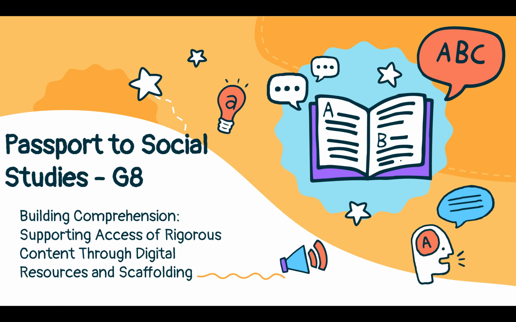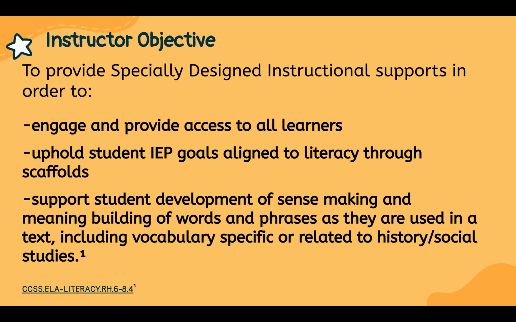This video is aligned to Unit 3 of the 8th grade curriculum in Passport to Social Studies. In this video, we'll be using SDIs such as scaffolds in order to engage and provide access to all learners, uphold student IEP goals aligned to literacy through scaffolding, and support student development of sense-making and meaning building of words and phrases as they are used in a text, including vocabulary specific or related to history and/or social studies.